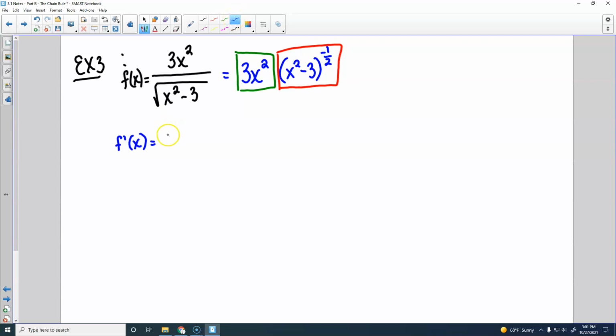We're going to get 3x squared, parentheses, negative 1/2, x squared minus 3, multiply into that, and that's times 2x, parentheses out. Almost. You forgot one thing. When you multiply it out here by the negative 1/2, what do you have to do to your exponent? Yeah. And so 1/2 minus 1 is going to give us negative 3 over 2. Okay, good?